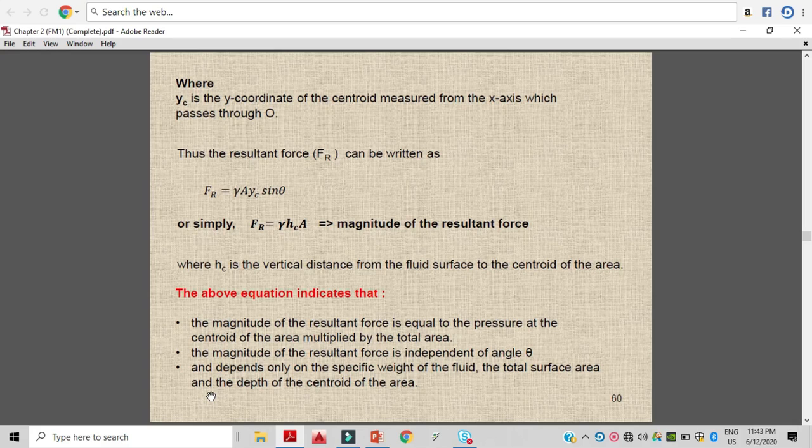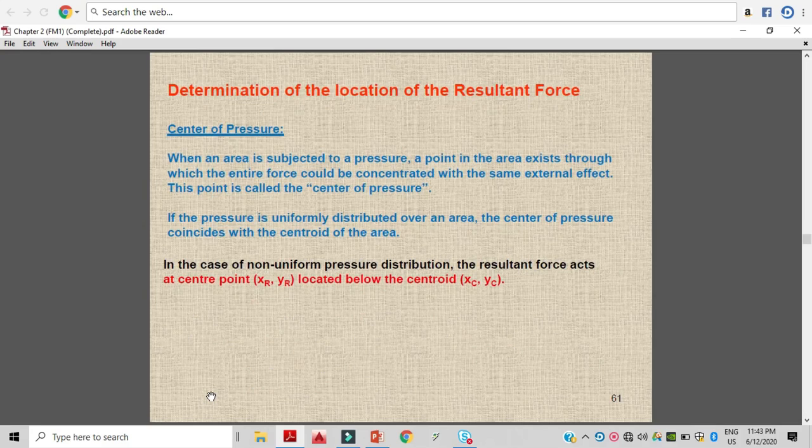So now we are going to determine the location of the resultant force. When an area is subjected to a pressure, a point in the area exists through which the entire force could be concentrated with the same external effect. This point is called the center of pressure. If the pressure is uniformly distributed over an area, the center of pressure coincides with the centroid of the area.